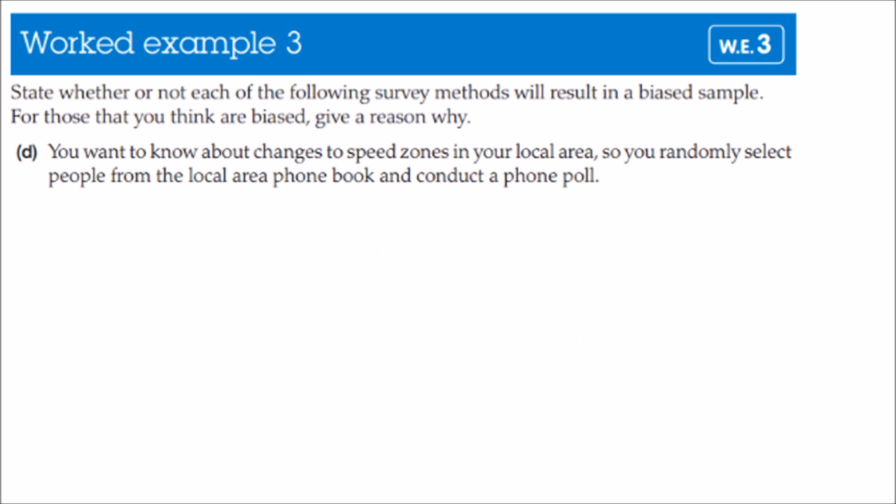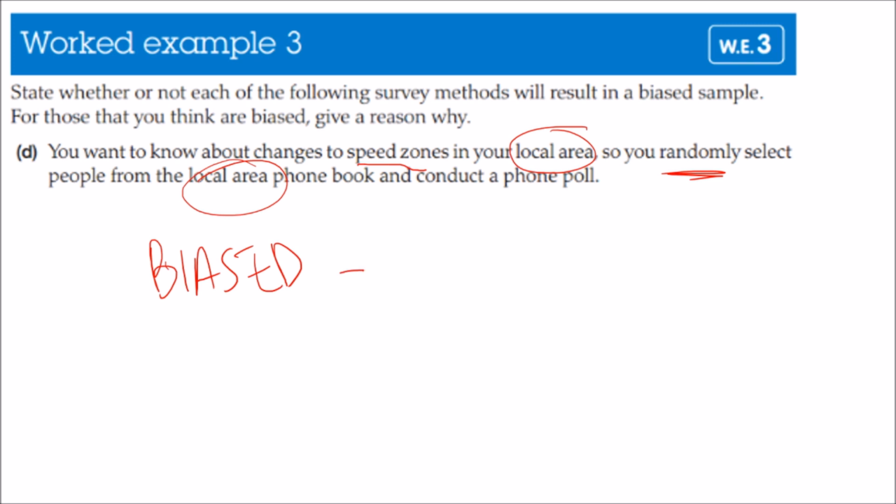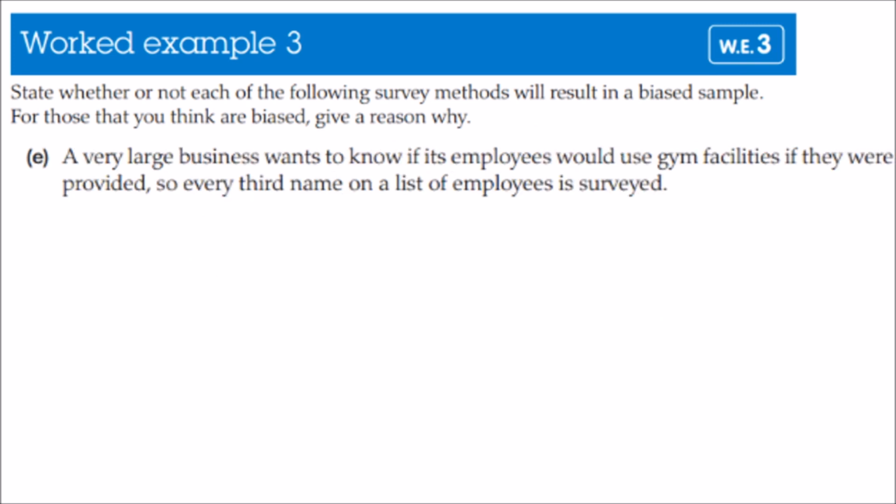Next question. You want to know about changes to speed zones in your local area. So you randomly select people from the local area phone book and conduct a phone poll. This is probably also biased, because even though they're randomly selected, people that are not in the phone book will not be selected. Let's look at the next example.